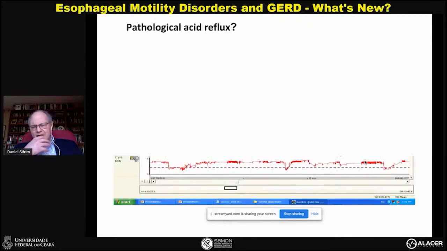Let's have a look at a couple of examples of the usefulness of impedance. This is a pH recording. You can see this is 0, this is 9, and the line is pH 4. In this case, there are drops in pH below 4 that can be considered by pH-metry acid reflux episodes.